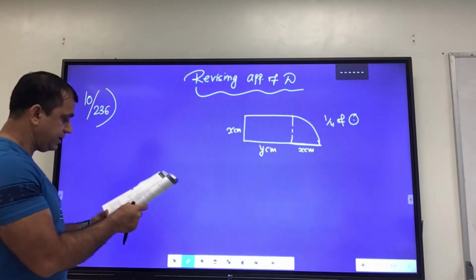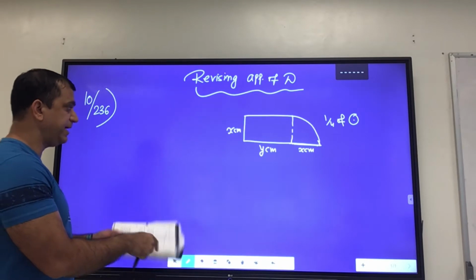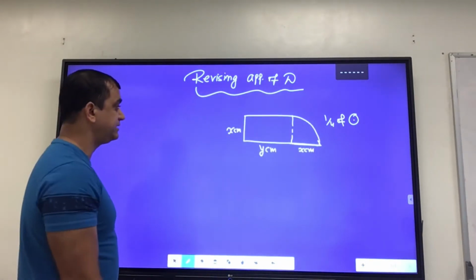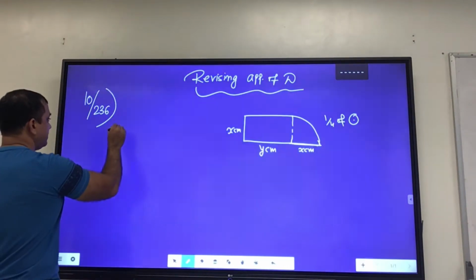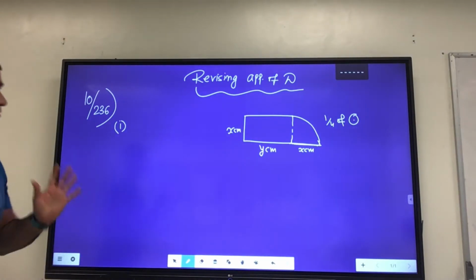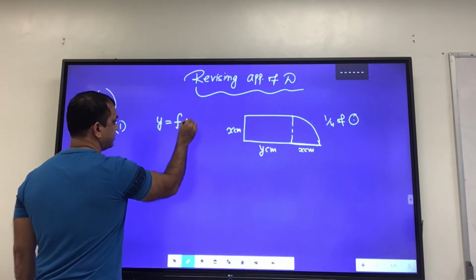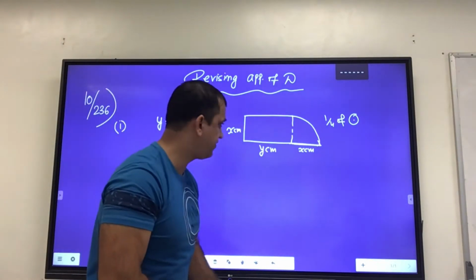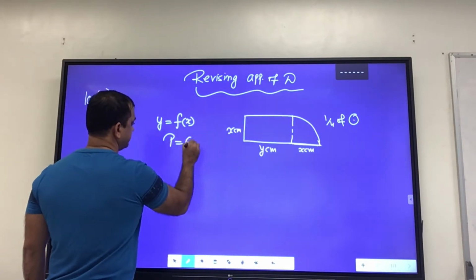So we said that the perimeter of the plate is 60 centimeter. So this is the metal plate. The metal plate is in this design, this shape. The perimeter of this plate is 60 centimeter. So the first part is, it says express y in terms of x. So express y as a function of x, or y as a subject, x as a variable from this data. We are just given that perimeter is 60 centimeter.